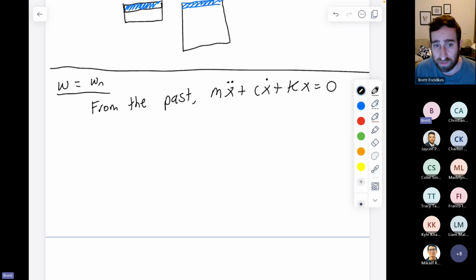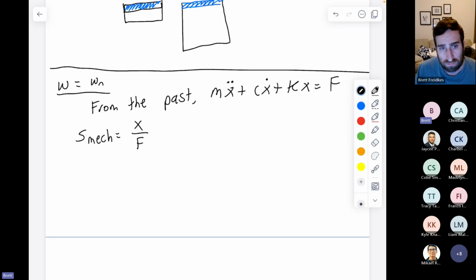M x double dot plus C x dot plus K x is equal to force. And we derived what the mechanical sensitivity was, which is the ratio of the output displacement to the input force. So our mechanical sensitivity was X over F.